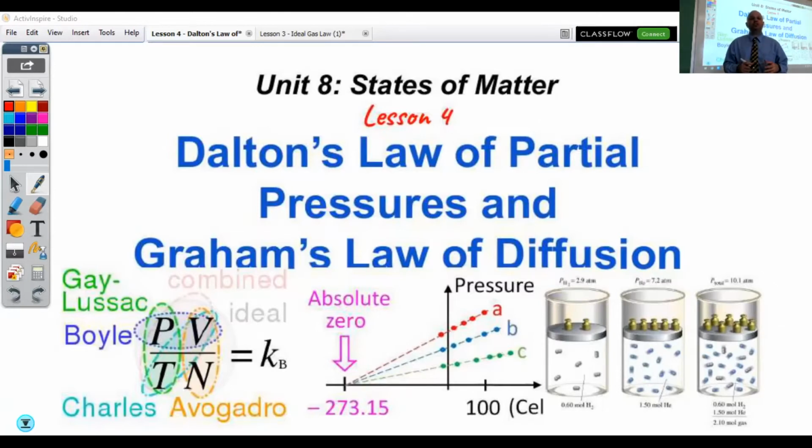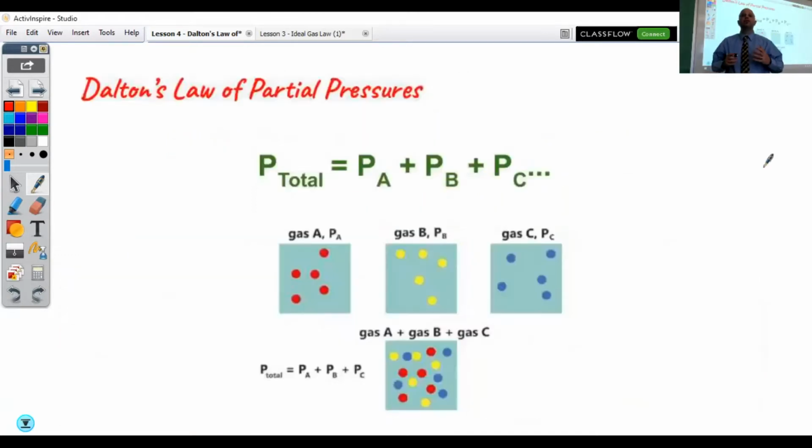Dalton's law of partial pressure, which combines the individual partial pressures of a combination of gases to give you the total pressure, and Graham's law of diffusion, which talks about how fast a gas travels in comparison to other gases. So first, let's take a look at Dalton's law of partial pressures. If you look behind me, the total pressure of a system of gases is equal to the partial pressure of the individual gases that make up that system.